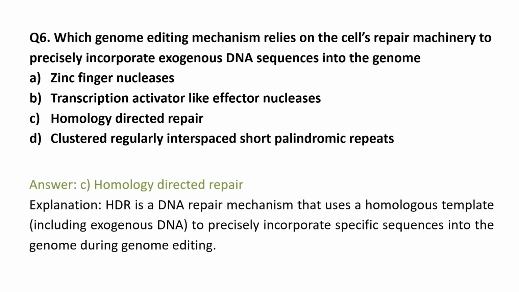So the answer is HDR, or homology directed repair. HDR is a DNA repair mechanism that uses a homologous template, including exogenous DNA, to precisely incorporate specific sequences into the genome during genome editing. The other options are essentially tools like CRISPR-Cas, ZFN, or TALENs that induce double-stranded breaks at specific sites, which are then maybe repaired by HDR for targeted gene editing. So C is the correct answer.